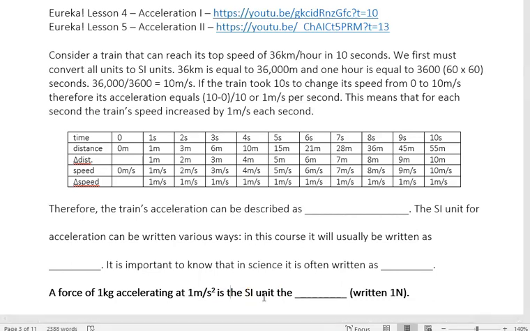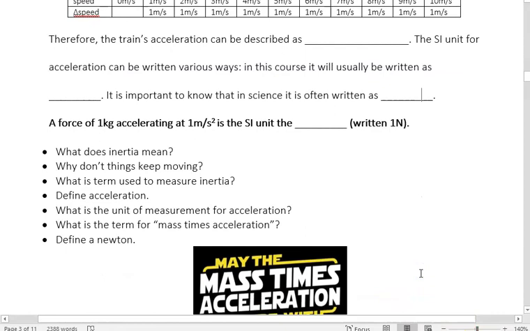Okay. Now, I've got something in bold. That means it's important. A force of 1 kilogram accelerating at 1 meter per second squared is the unit of what? A newton, which is written lowercase newton, but the symbol is written as 1 N. Because it's named after a human, it gets a capital letter.